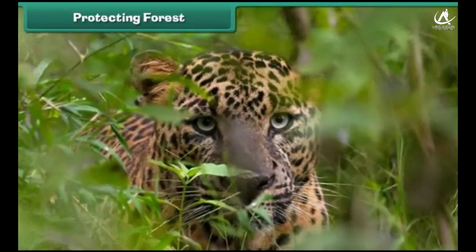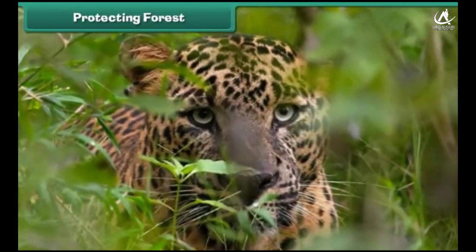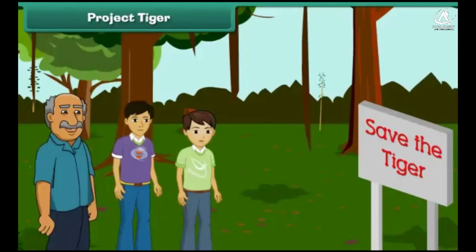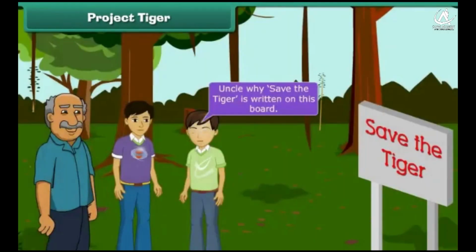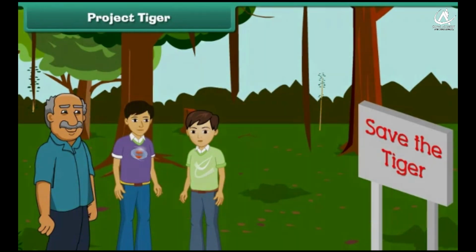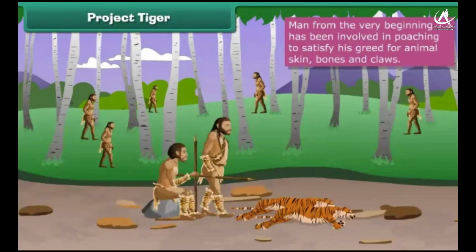The protected forest area is called wildlife sanctuaries. Project Tiger. Suddenly, Ram saw a board written, "Save the Tiger." He asks his uncle why "Save the Tiger" is written on this board. His uncle replied that man from the very beginning has been involved in poaching to satisfy his greed for animal skin, bones and claws.